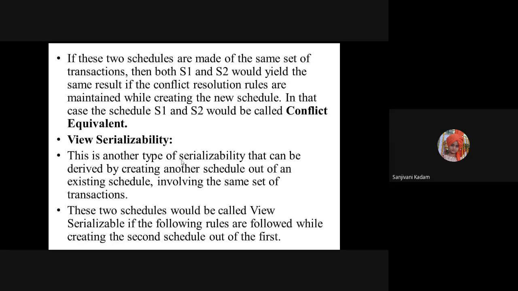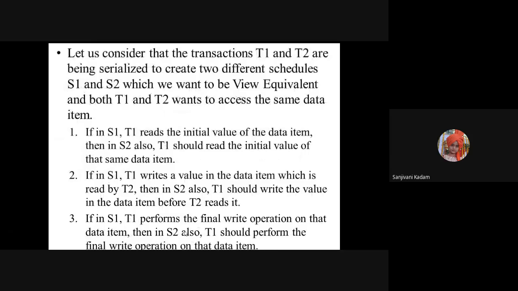This is another type of serializability that can be derived by creating another schedule out of an existing schedule involving the same set of transactions. Here also we have the same set of transactions, with some relaxation compared to conflict equivalence. These two schedules are called view serializable if some rules are followed while creating the second schedule out of the first. The first schedule is there, and from that we create another schedule. These are the 3 rules which need to be checked.